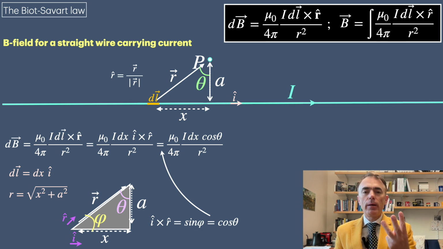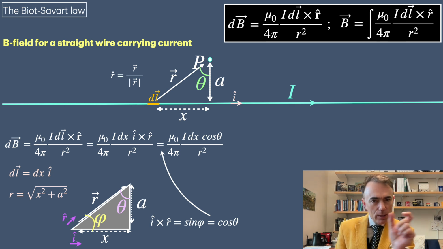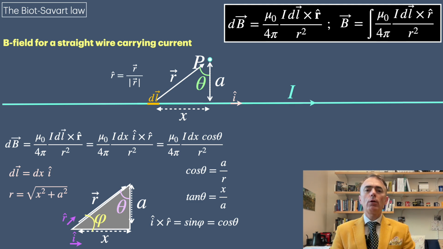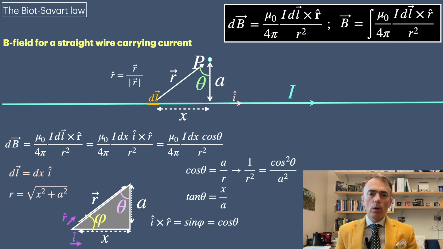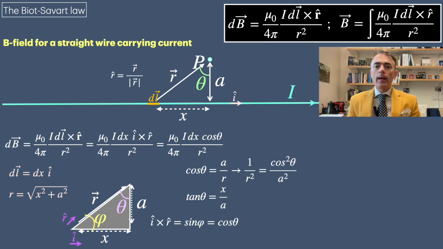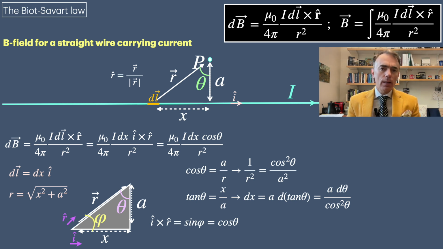These three magnitudes depend on the position of the differential of length, so it is time to write all three in terms of only one of them. For that, let me write the trigonometric equations for the cosine and the tangent of theta. From the first one, 1 over r squared is cosine squared of theta over a squared, and I can differentiate the second one to find dx. dx equals the differential of a times the tangent of theta. I skip a couple of steps here, but you should do them on your own to find that dx is a d theta over cosine squared of theta.